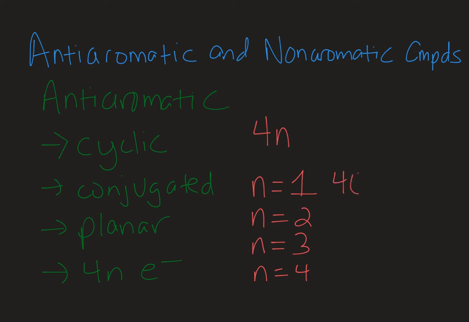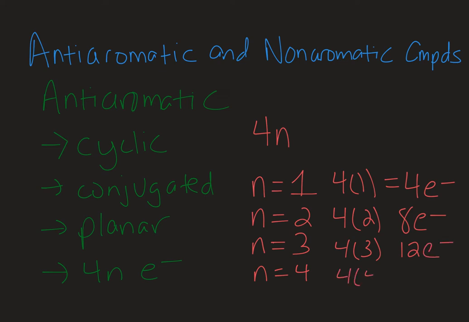So when n equals 1, that would be a compound with 4 electrons. When n equals 2, that would be a compound with 8 electrons. And you can see a pattern emerges here. So every 4 electrons, we get a new number of electrons that would make a compound anti-aromatic. So cyclic conjugated planar compounds with 4, 8, 12, 16, and so on electrons would be categorized as anti-aromatic compounds. So let's go to the next slide and we'll look at an example.